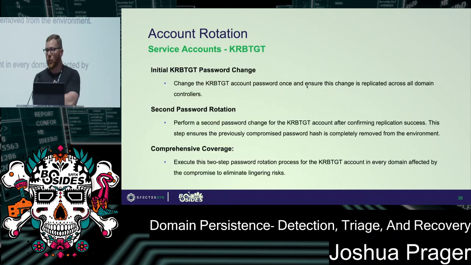Okay, probably the most important one is rotating the KRBTGT account, right? Every time I talk about this, there's always someone from the back who's like, yeah, rotate the KRBTGT twice. It's a little bit more tricky than that, all right? We do have to consider replication all throughout the environment, just like we did for reprovisioning domain controllers. So when we rotate that KRBTGT account, we have to rotate it twice because it does contain a historical password of its previous set. We change it, we make sure the domain replicates it, we change it again, and we make sure it replicates.